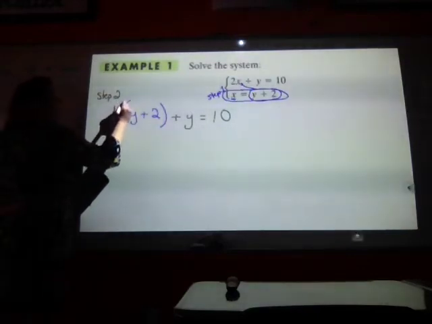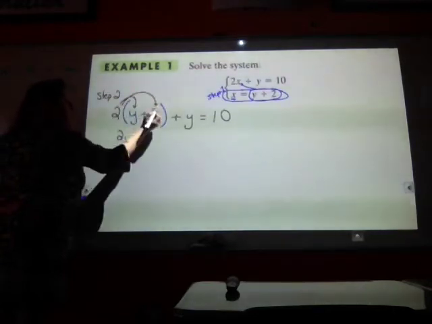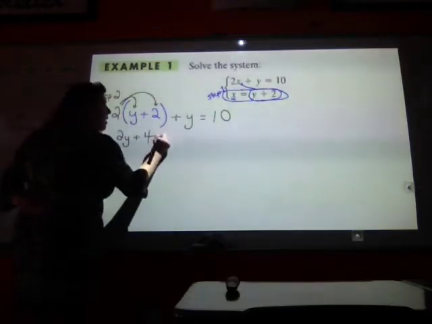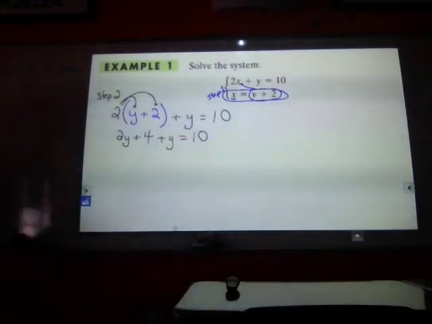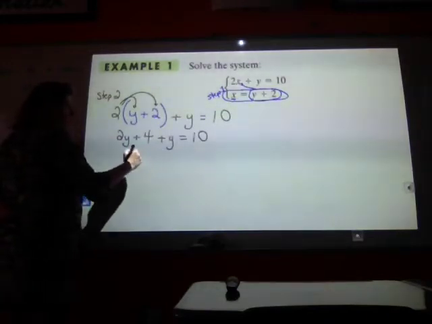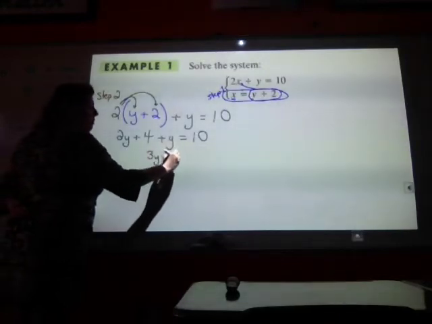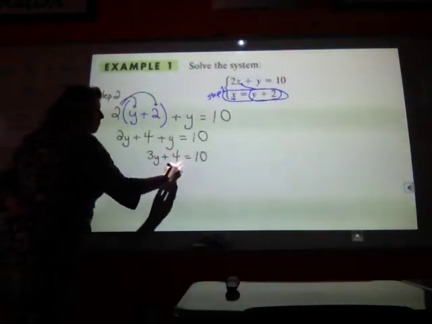Distribute. So I'm going to go 2 times y, which is 2y. Then I'm going to go 2 times 2, which is positive 4. And then everything else is going to stay plus y is equal to 10. So far, so good? What should I do now to continue to solve this? Combine like terms. So it's going to give me 3y plus 4 equals 10. Then what do you want to do? Subtract 4.